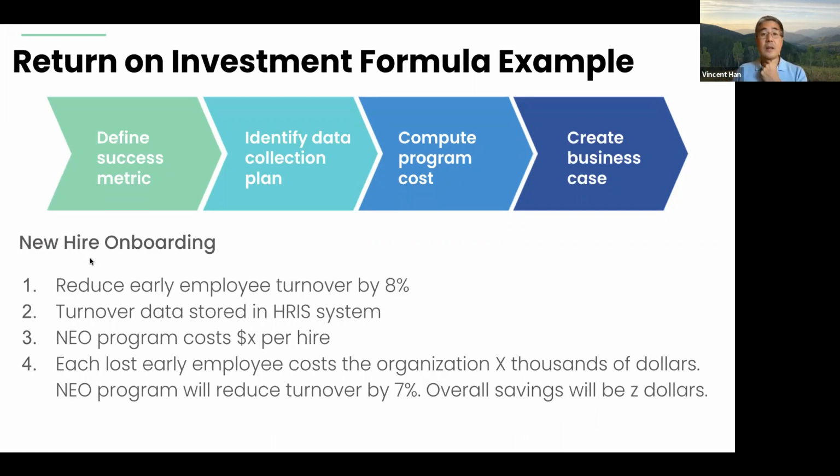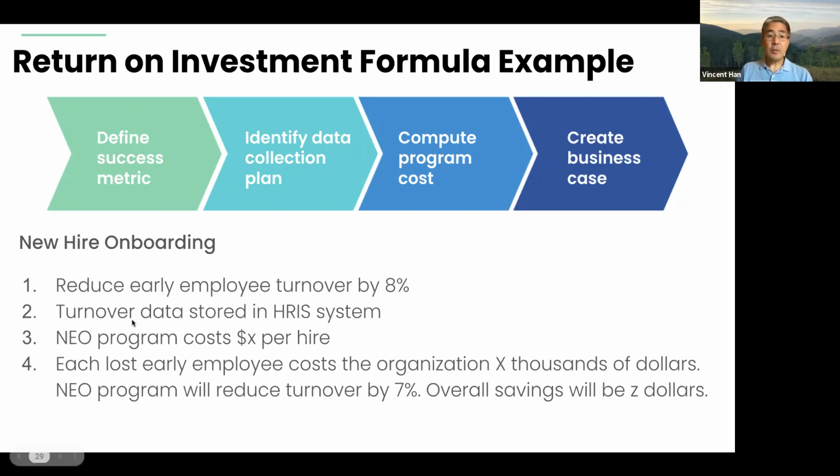So let's say that you want to have a chatbot supporting new hire onboarding. The user experience might be a new hire starts, and they get a chatbot to be their concierge for the first 30, 60 days, or however you might want to do that. So define your success metric. You want to reduce early employee turnover by 8%. This is actually a big deal in a lot of service-based industries right now. There's a lot of employee turnover. So here you want to reduce it by 8%.